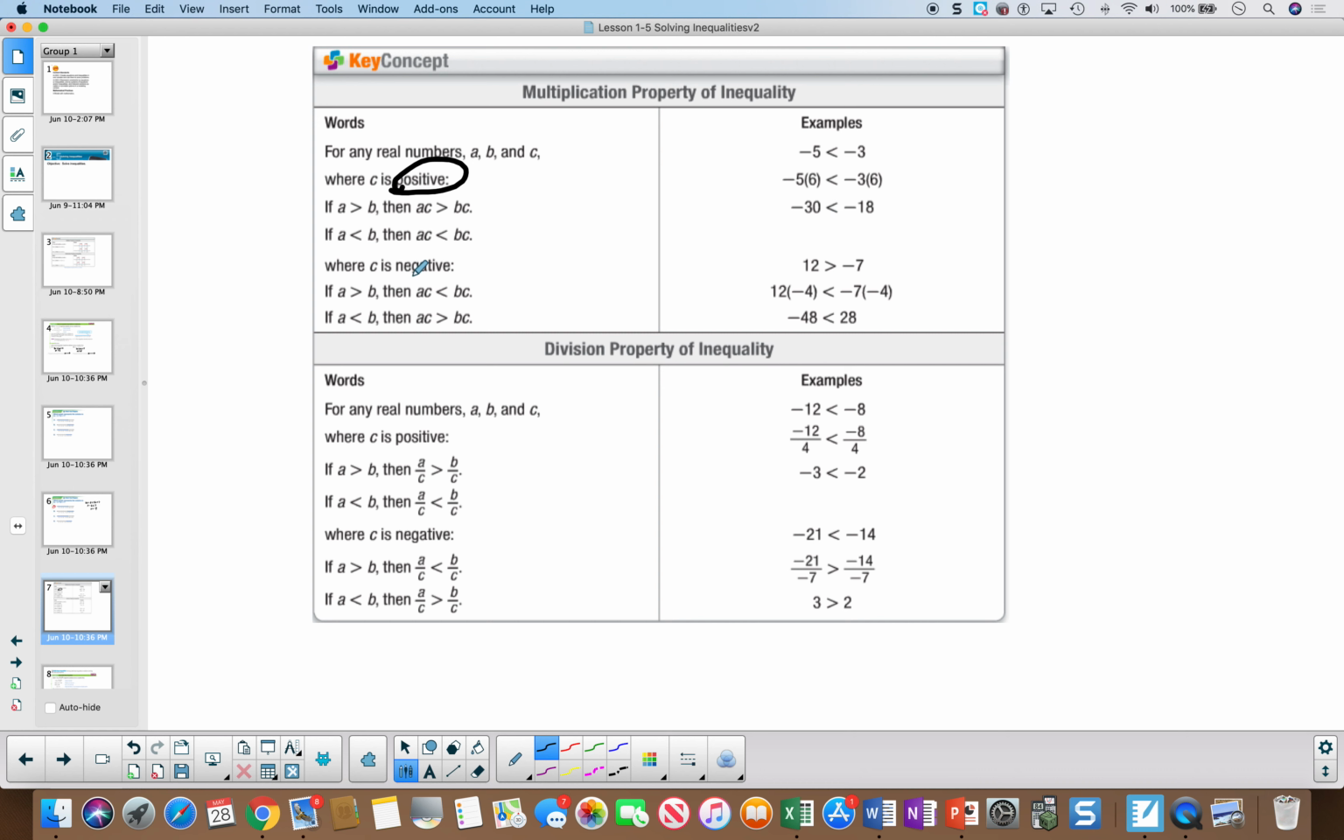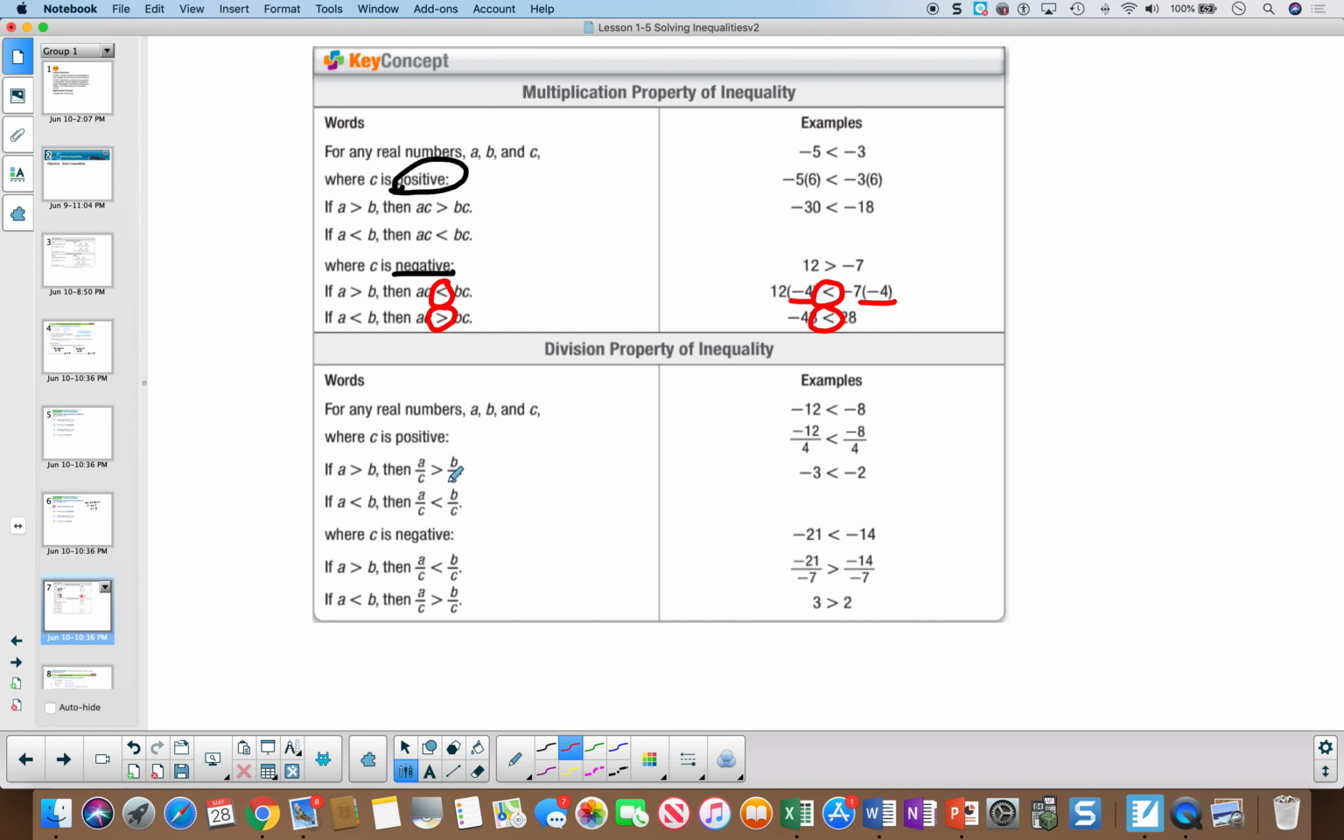Now, if you multiply by a negative number, it causes something a little different. So here's the greater than symbol. If I multiply by a negative number on both sides, notice that I am going to get negative 48 and positive 28. And what happens is the inequality will get reversed. As soon as you multiply by a negative number, it reverses. So if you have a greater than symbol and you multiply by a negative number, it reverses. If you have a less than symbol and you multiply by a negative number, it reverses.